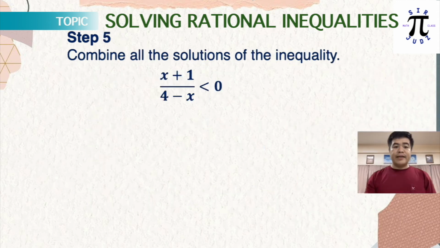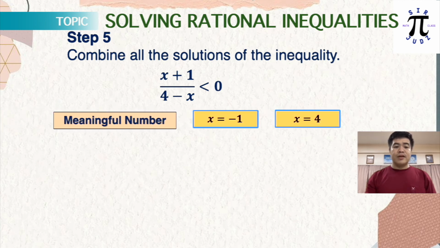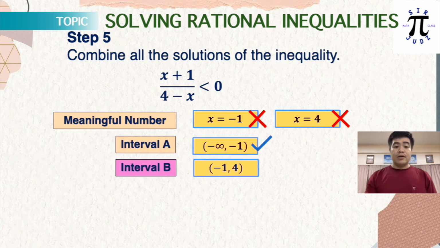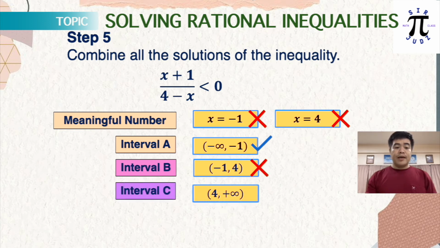So we're going to combine now the solutions of our inequality. First, our meaningful numbers. We know that negative 1 and 4 are not solutions of our inequality. Interval A with values on the left of negative 1 are the solutions of our inequality. Interval B with values in between negative 1 and 4 are not the solutions of our inequality. And interval C with values on the right of positive 4, or from 4 to positive infinity, excluded ang 4, are solutions for our inequality.